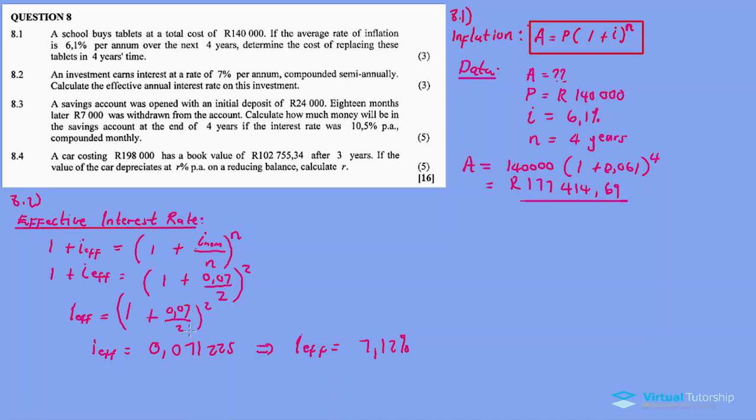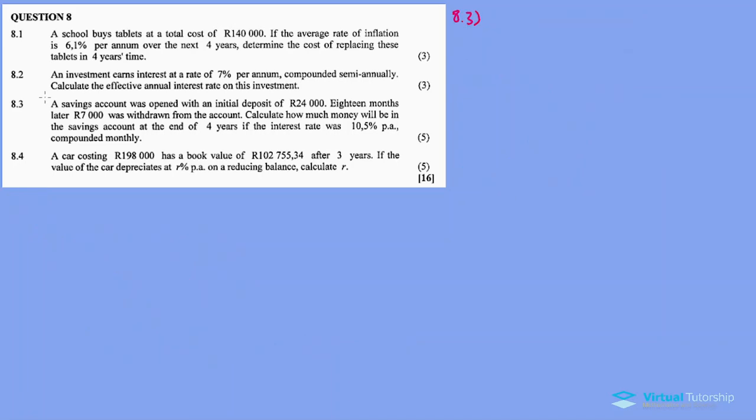So what's this? We need a timeline. Okay, let me clear some space so that we can do this calculation. Okay, now for 8.3 we need a timeline here, right?